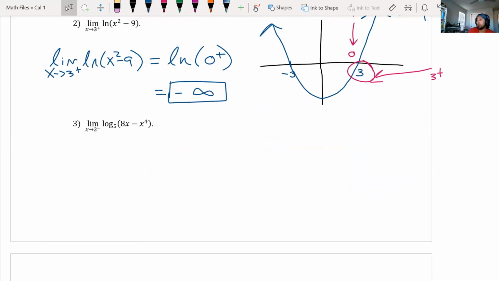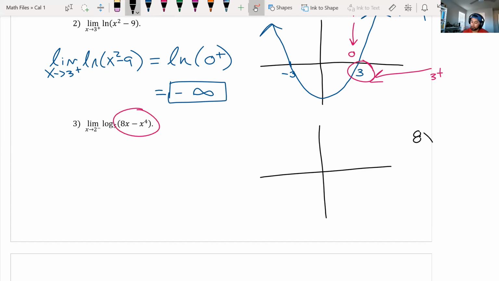Okay. 3. The limit as x approaches 2 from the left of log base 5 of 8x minus x to the 4th. So once again, think of the inside function. Let's go ahead and graph that. 8x minus x to the 4th. Here, I'll write it out here.